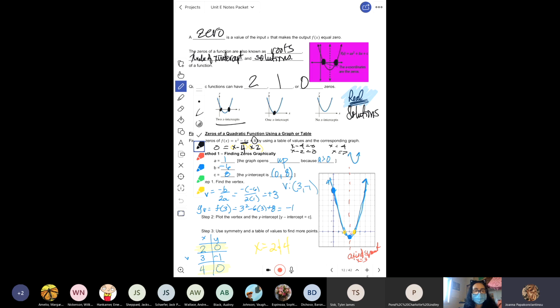Now, let's talk about how I could use the calculator to answer this question. So what we are going to do is get our calculators out. And I would like you to put this equation into y equals. So let me switch over to my calculator and share that screen. And let's enter in that equation into the calculator.